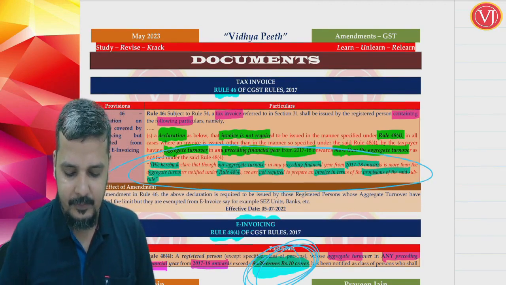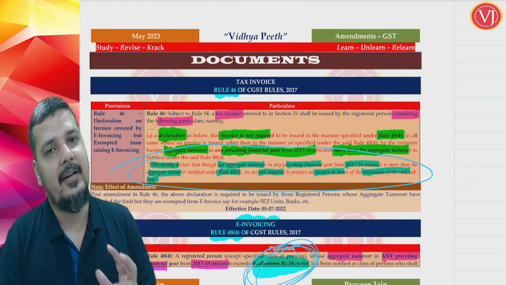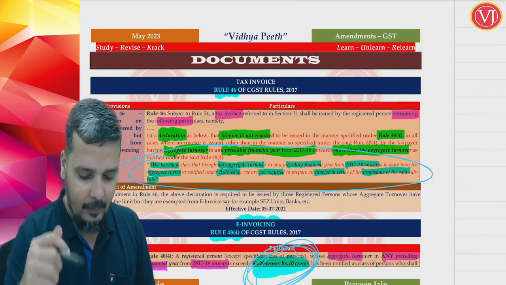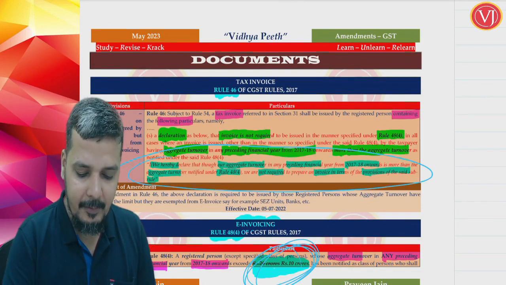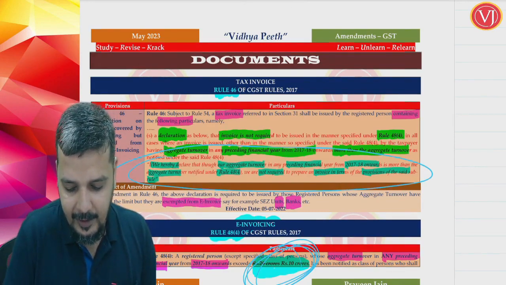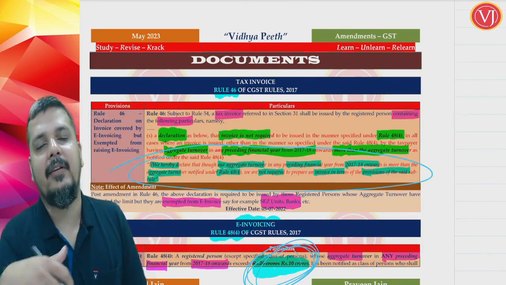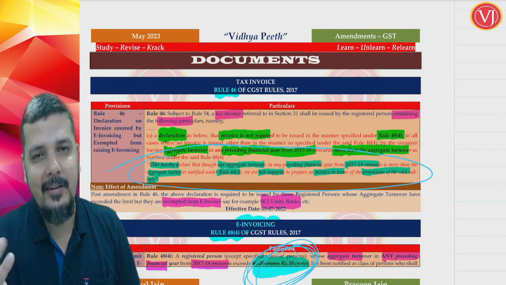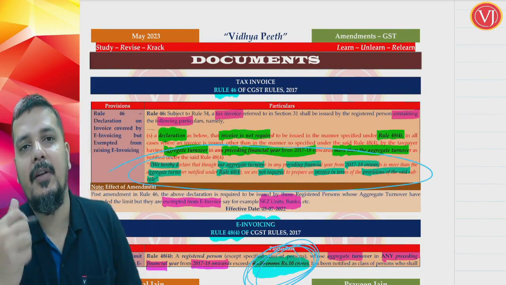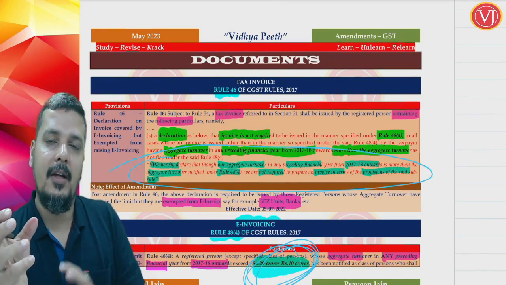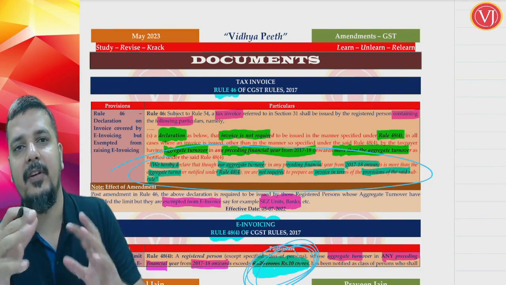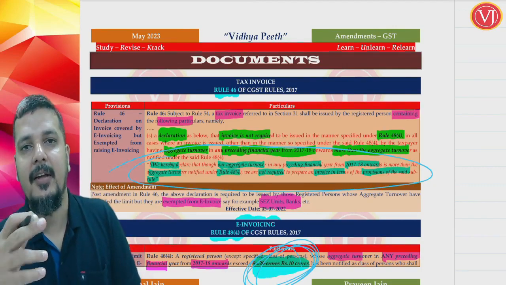If you see the note, you'll find there are certain categories of persons who, though their aggregate turnover is more than what is required for e-invoicing, are exempted from e-invoicing in certain cases. For example, banks, SEZ units, multiplex screens; there is a long list. So there's a list where you are exempted from e-invoicing even if your turnover is more than the limit. If your aggregate turnover is more than the limit in rule 48 sub-rule 4, which as of now is 10 crores in the preceding financial years starting from 17-18, even then you are exempted.